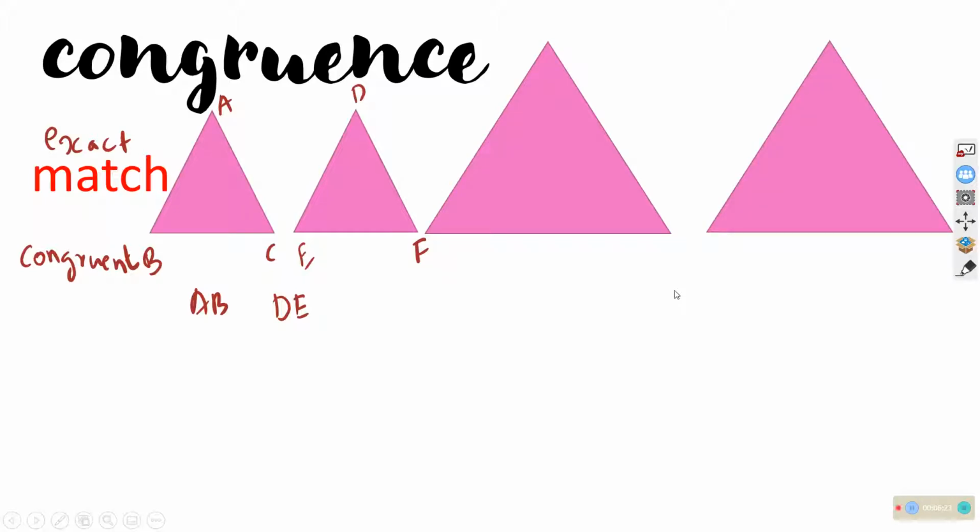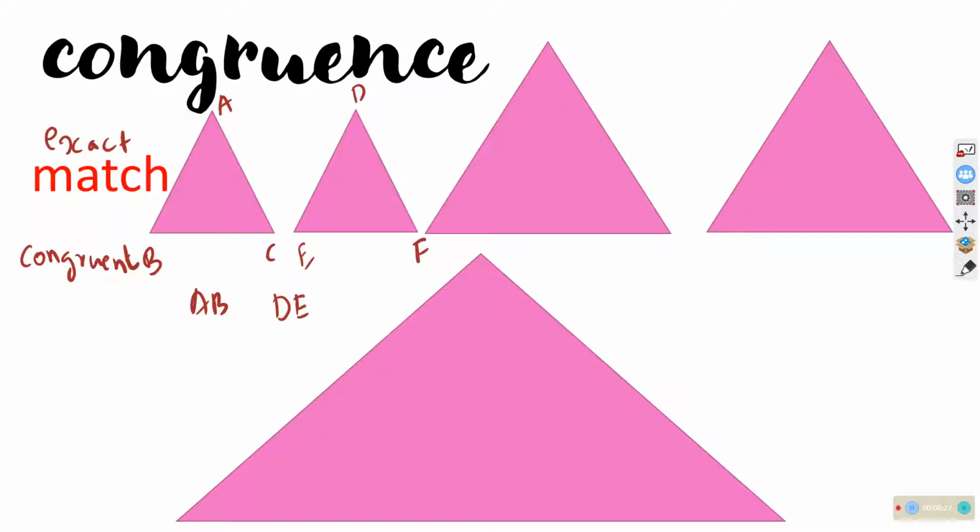See, here is another set of triangles. But this triangle, you will say, it's very big. Yes, it is very big compared to this one. But they are not congruent.